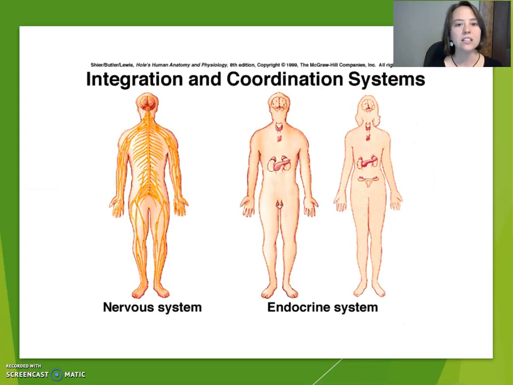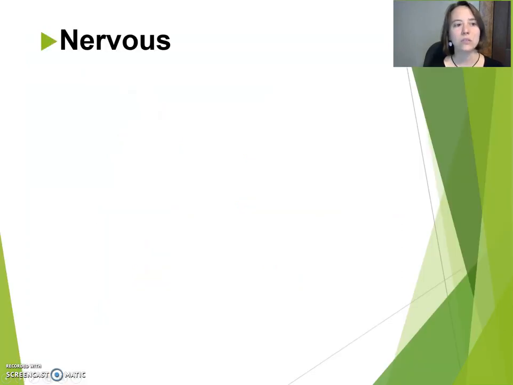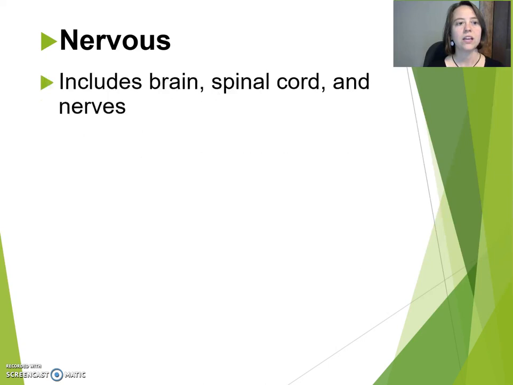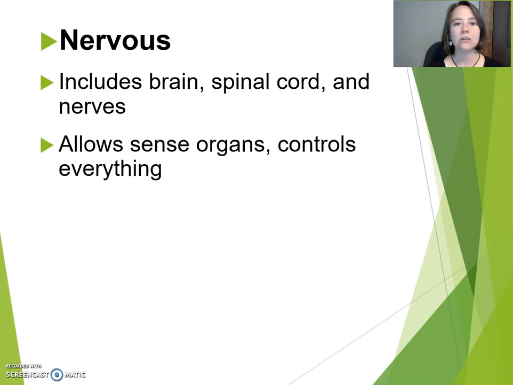Now you have to integrate and coordinate all your systems, and the nervous system and the endocrine system are very good at doing these functions. Starting out with the nervous system, it involves the brain, spinal cord, and nerves. It allows your organs to sense everything, and also it controls everything in your body. Anything that happens goes through the nervous system.